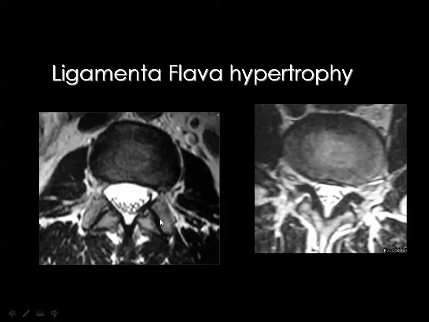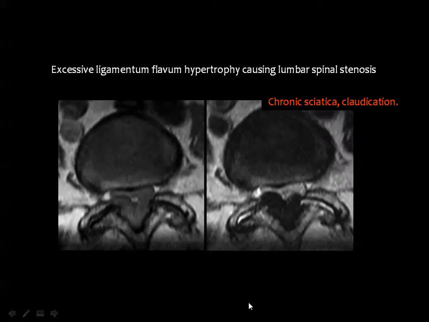And this is the difference between normal ligamentum flavum, which looks like a thread-like structure lying against the inner aspect of the lamina, and this is the hypertrophied ligamentum flavum, which is much thicker.